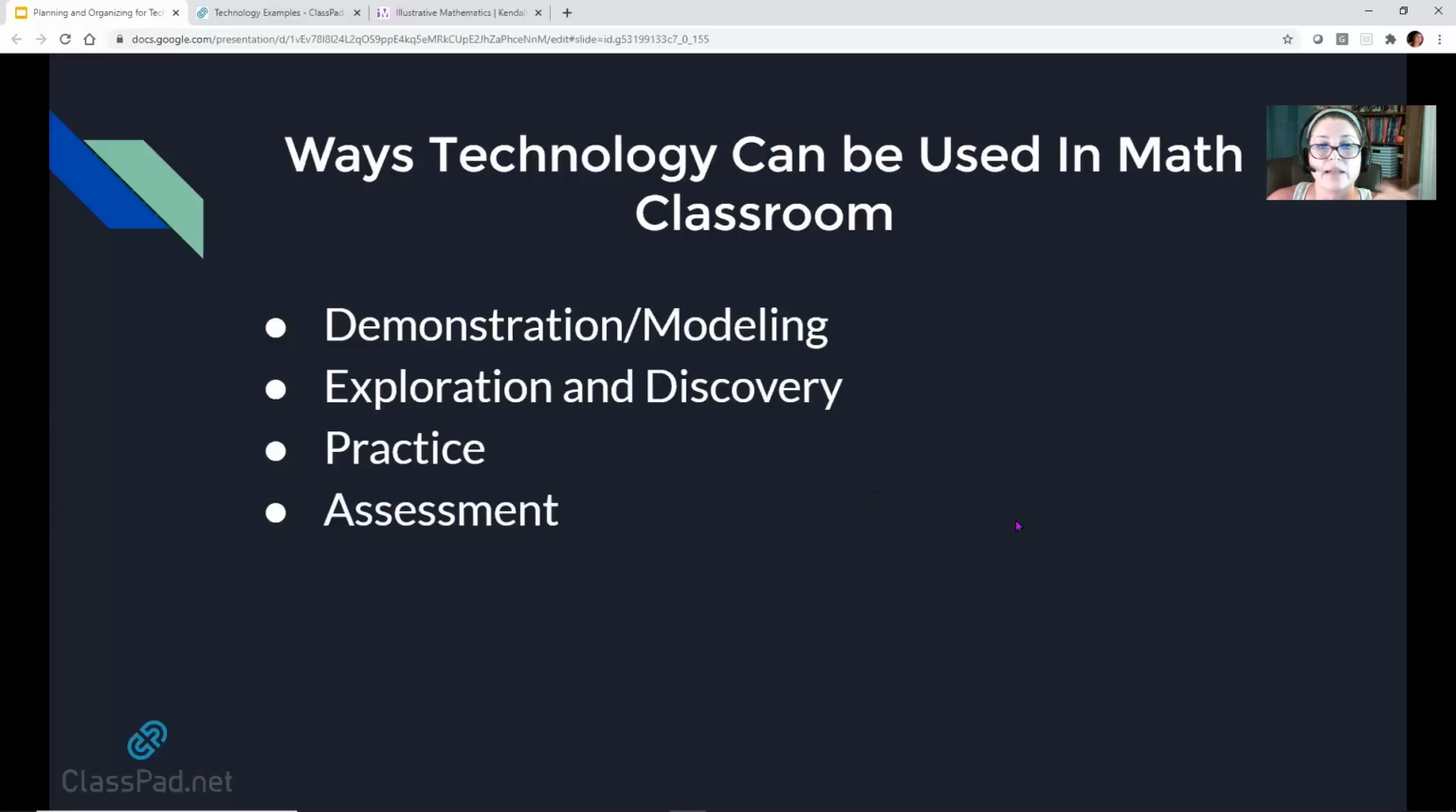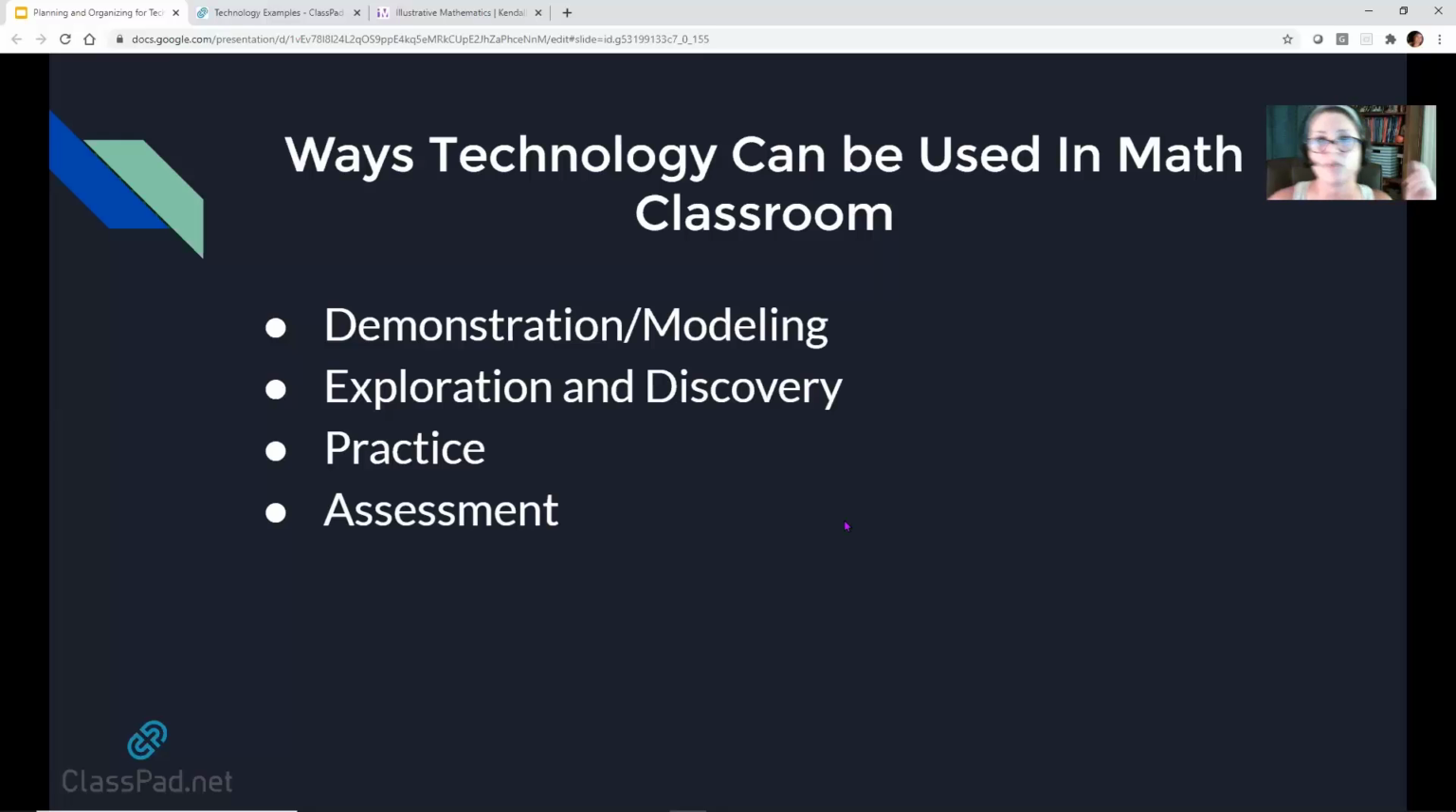And finally, assessment. By assessment, yes, online tests, but that's not exactly what I mean. Assessment for me with good technology is you ask them a question and they can use technology in lots of different ways to model and justify their reasoning.